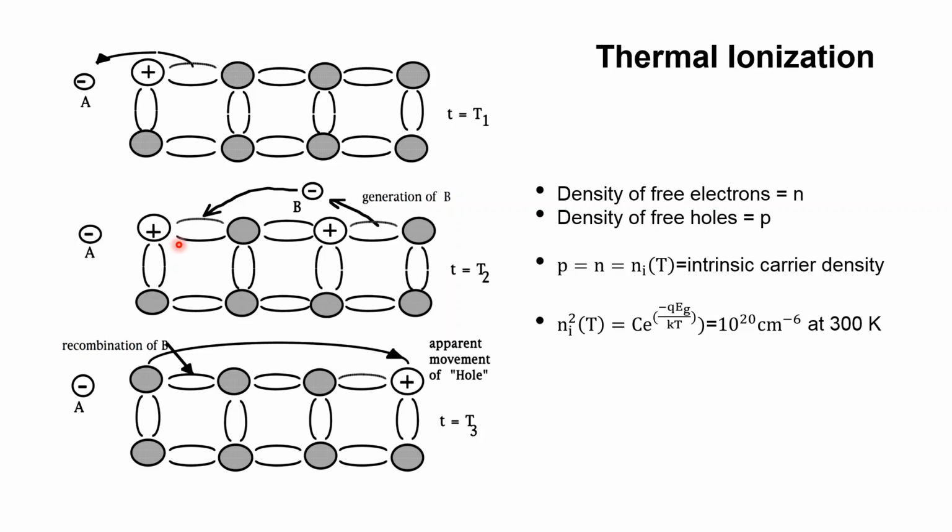But this positive charge is still there. So what we are seeing is that from here this positive charge has moved to this position. Similarly, there can be another electron in the vicinity where the bond will be broken, and that electron will be recombined with this positive charge. But the electron will leave a positive charge behind.